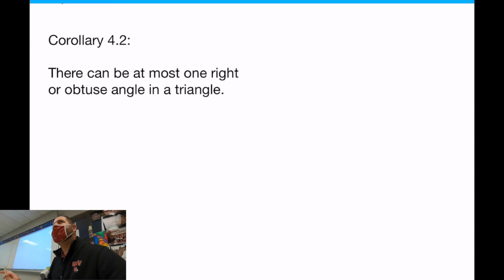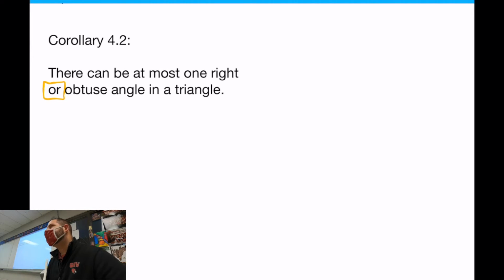In any triangle, doesn't matter the type, there can be at most, that means no more than, one right angle. So your triangle could be a right triangle, one right angle, or, and that's the crucial word, they don't stress it enough, or, if it's obtuse, then you only have one obtuse angle. The other should be acute, no matter what. So it kind of goes off the last one. But that was corollary 4.2.